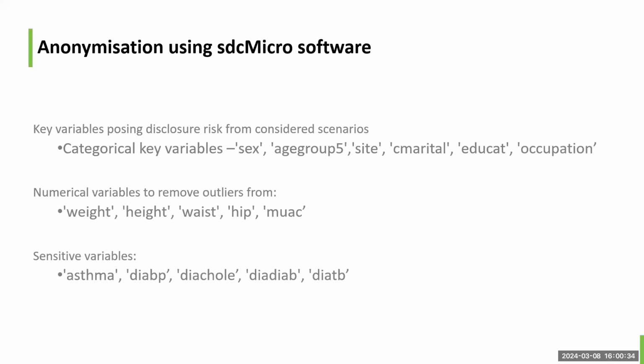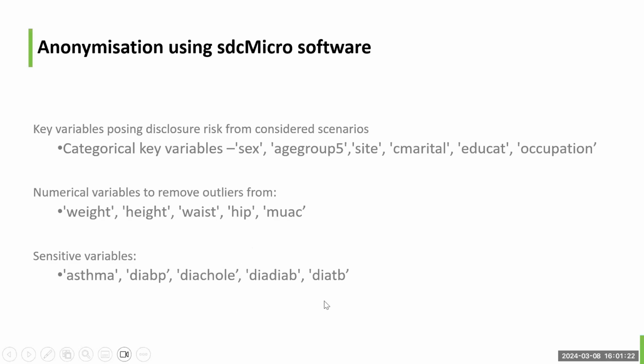If you Google that, you will get a lot of information about that. And in our context, we had key variables posing disclosure risk from scenarios that we identified, sitting down with the researchers and others who understood the context where the data were collected from. We saw that someone's sex, their age group, the site, there are those two sites where the data came from, their education, occupation, and marital status were the categorical variables that posed a risk. The numerical variables that we also thought were posing risk were the weight, the height, the waist circumference, the hip circumference, and the middle upper arm circumference.